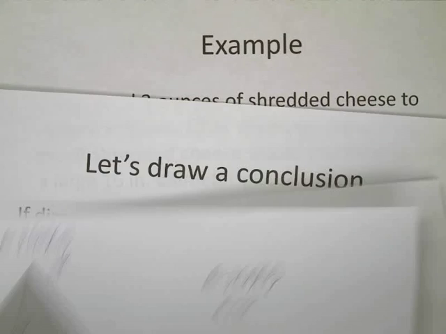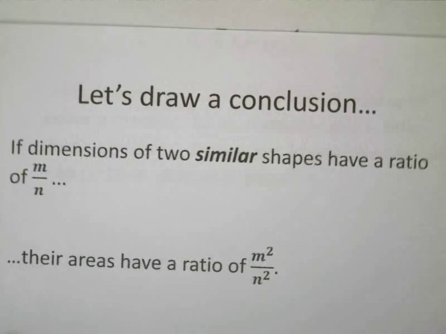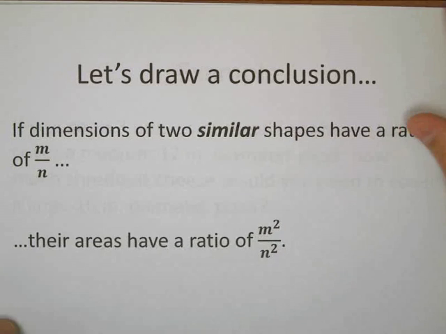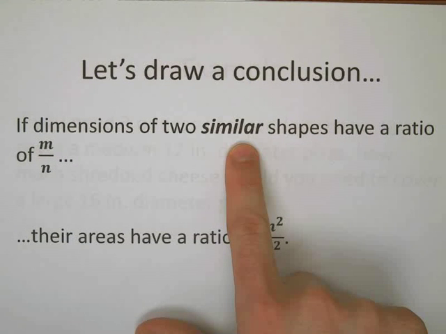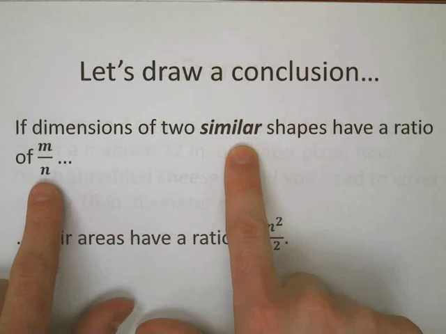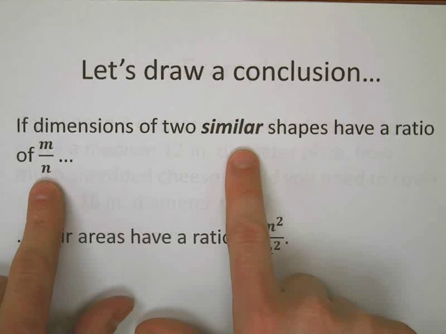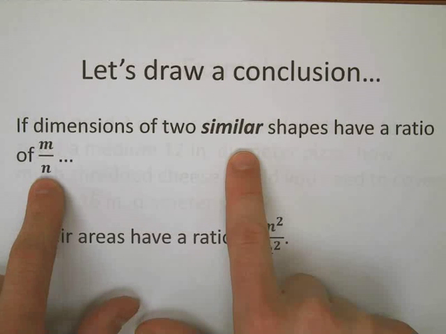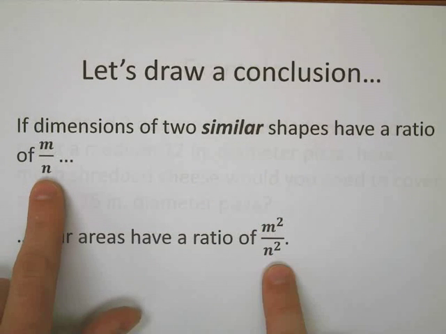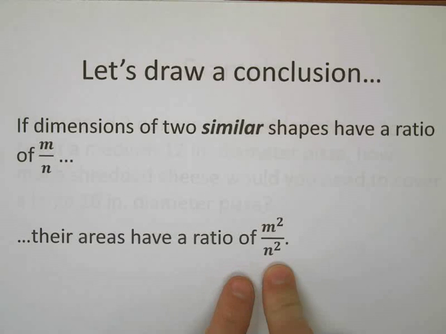If I take 3 and I square it, I get 9. If I take 2 and I square it, I get 4. If I have similar shapes and there is a ratio of side lengths, if I can write the ratio of side lengths as m over n, whatever m and n stand for, maybe it's 3 over 2, the ratio of the areas can be found by squaring those relationships.